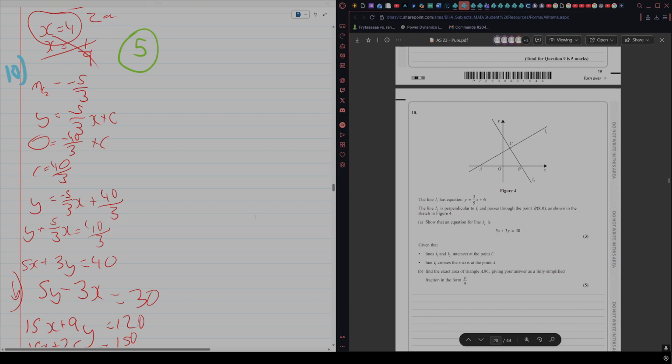Question 10, we have some more coordinate geometry. It's beginning to look a little bit repetitive, which, if you haven't noticed already, these papers are quite repetitive. Show that this is the line equation, so it's just a perpendicular line. You do the perpendicular gradient. Pretty simple stuff.